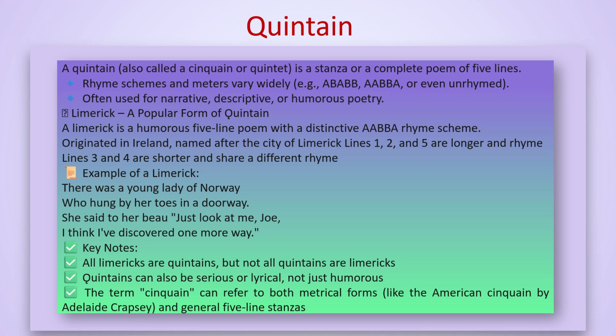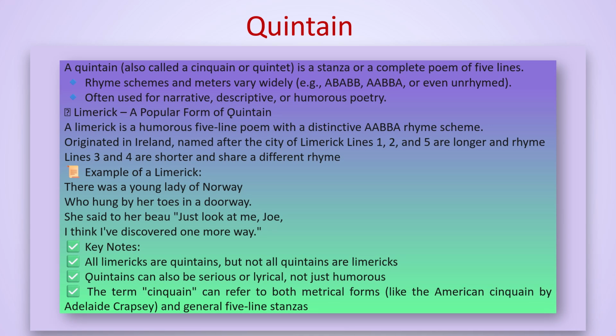Here we can see the 5 lines, and the rhyming scheme of this stanza will be AABBA, as the last word of the first line is Norway, the second is doorway, and the last line is way. So these all have the same sound, that is AAA, whereas the third and the fourth lines end with words that rhyme with each other, and Joe is there in the third and the fourth line. Therefore, we have the rhyming scheme as A, A, B, B, and A. That is A, A, B, B, A.